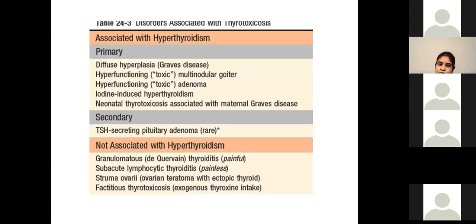Okay, again with different disorders that are associated with hyperthyroidism, we have Graves' disease, most commonly. You have toxic multinodular goiter, toxic adenoma, iodine-induced hyperthyroidism, neonatal thyrotoxicosis associated with maternal Graves' disease. And in secondary, you have TSH secretory pituitary adenoma. So the most common that you see is Graves' disease.